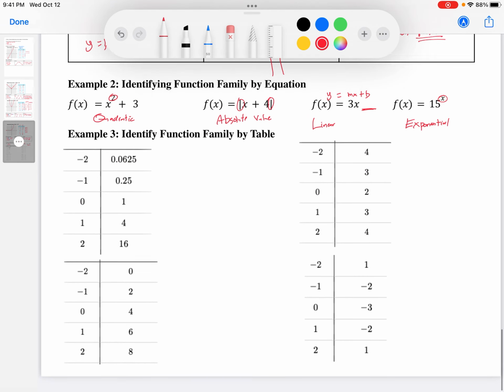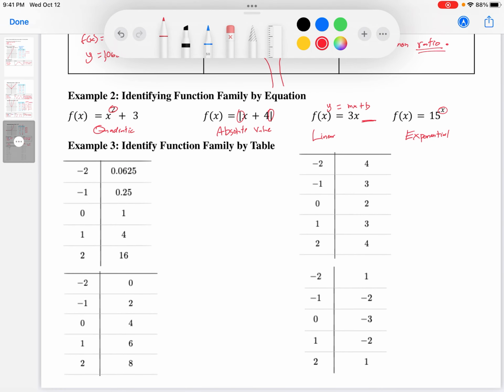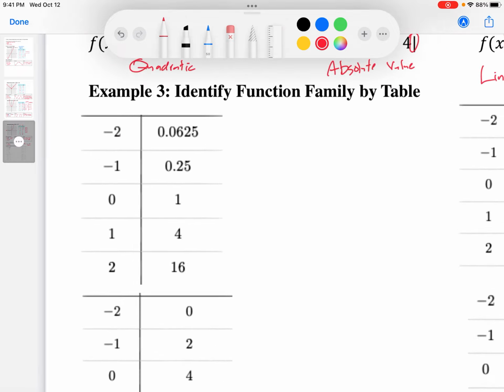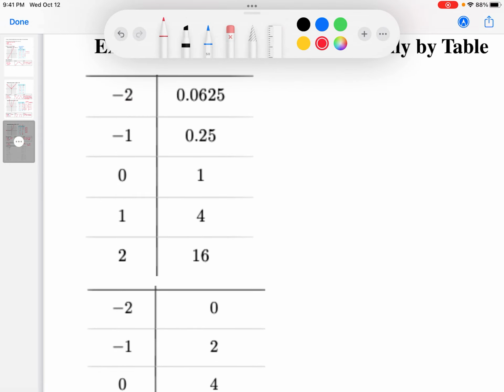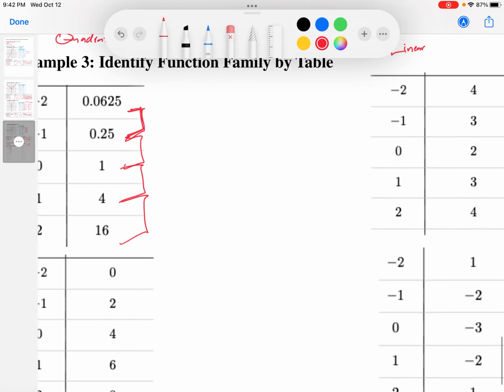All right, next section, and this is what you're going to have to do on the homework today. You're going to have to identify function family by table. Well, the first one, if I look at it, I'm not exactly sure what's going on there. But next, I'm like, 0.25 to 1, and then 1 to 4, and then 4 to 16. Boy, that looks like it is multiplying by 4 the whole way. And it is, therefore, this is a common ratio, which means it's an exponential function.